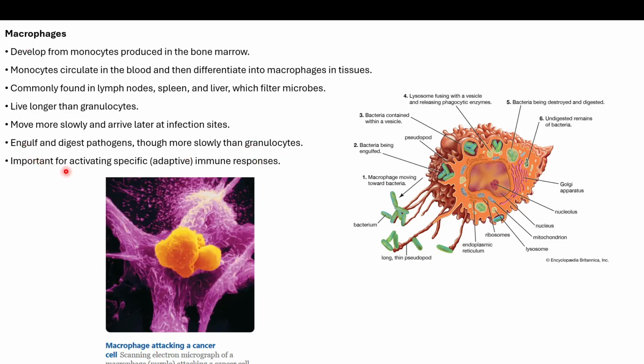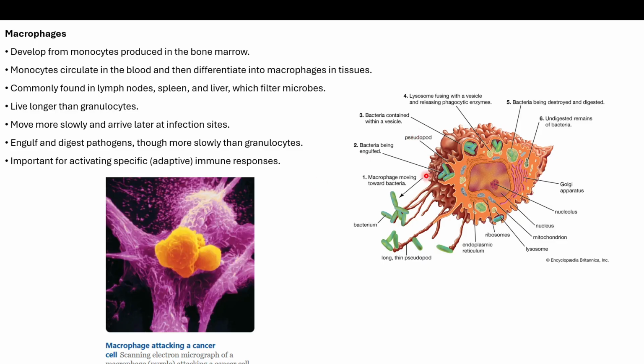And macrophages are really important for activating specific immune responses. This is a scanning electron micrograph of a macrophage, this one here, attacking a cancer cell. These are the cancer cells, getting attacked by macrophages here. This is the one that needs to be destroyed, and these are the macrophages which are targeting this particular blob of cancerous cells here.